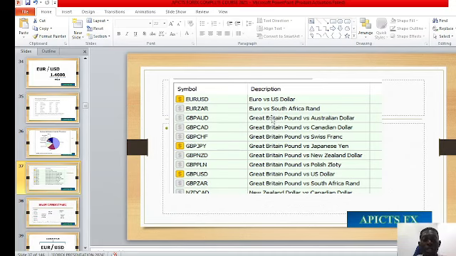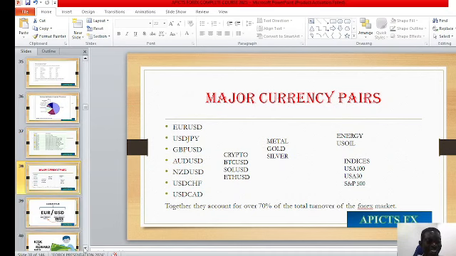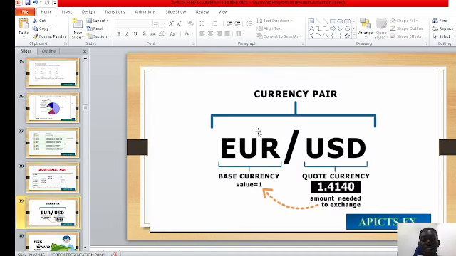We also have USD/NGN, United States dollar versus Nigerian naira. And I have them like that, like that, like that, and like that. So this is how this is written.